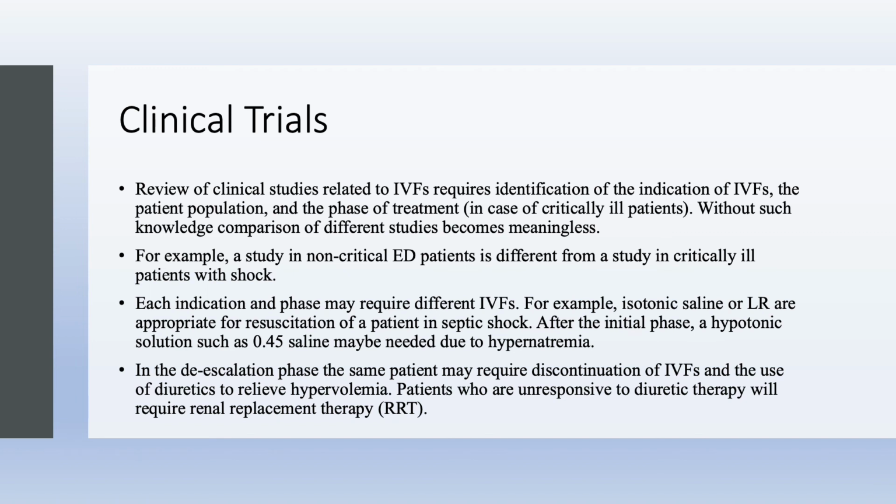Like we said, initially we use isotonic saline or LR for resuscitation. Then, during the optimization and stabilization, we're going to use maybe a hypotonic solution, 0.45, to avoid hypernatremia. Maybe we need to add potassium or magnesium or phosphorus, like we said. In the de-escalation, we're turning the rate down. Then we're discontinuing the fluids. Many times we have to use diuretics because the patients now are hypervolemic. In some cases, when the patient is not responsive to diuretics, we have to use renal replacement therapy. We have to dialyze some patients. So we have to know the setting of each study.